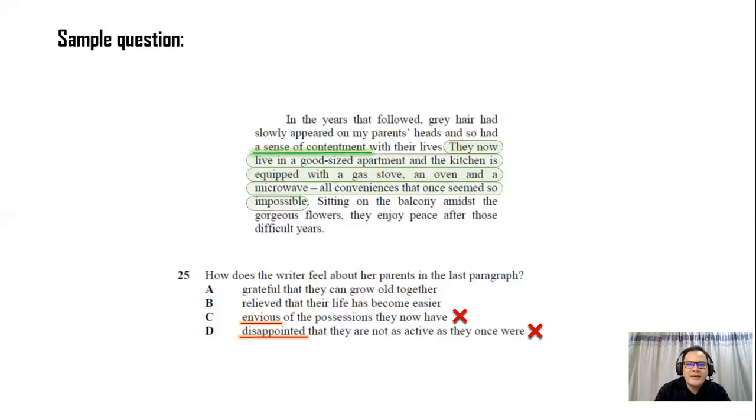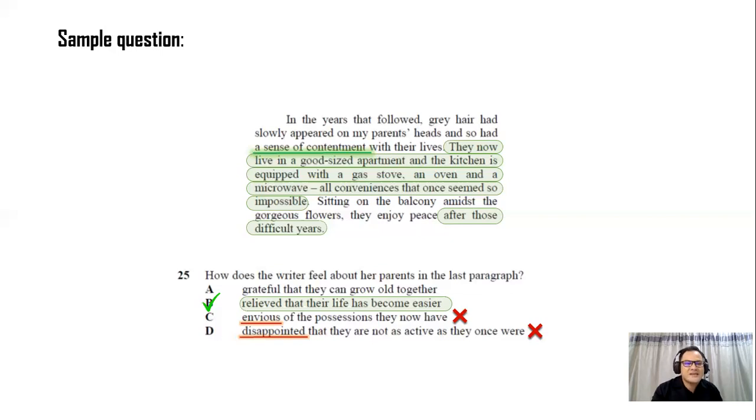If we look at this sentence, they now live in a good-sized apartment and the kitchen is equipped with a gas stove, an oven and a microwave. All the conveniences that once seemed so impossible. So we can see the idea here that they are relieved that their life has become easier after those difficult years. So the correct answer for question number 25 is B.